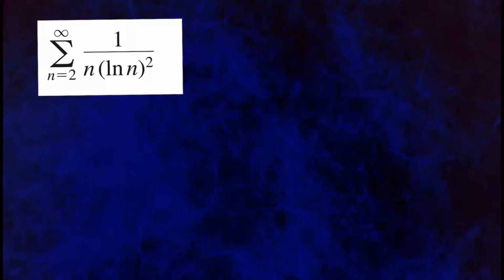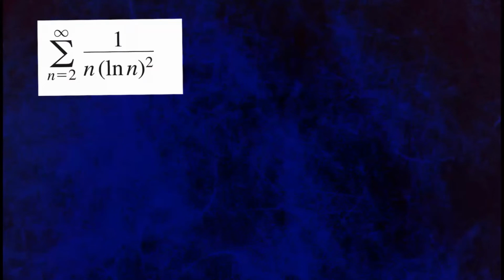Okay, so here's our first example. We want to know if this series will converge or diverge. All right, so it's not a geometric series, right? Because it doesn't have that form we mentioned above. It doesn't look like a p-series either. It's probably not telescoping either.